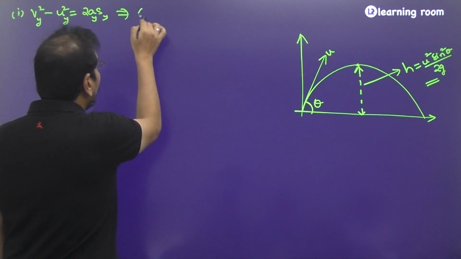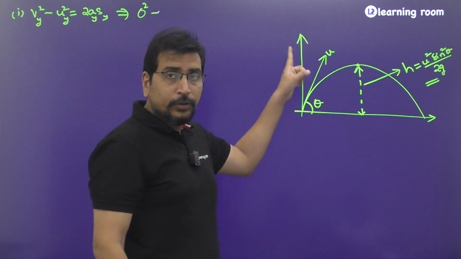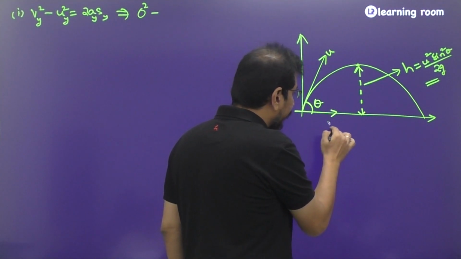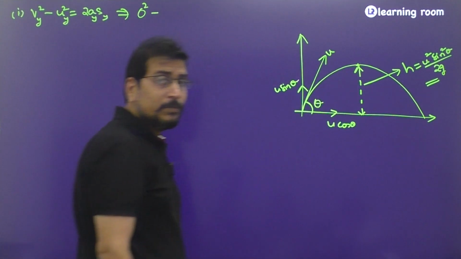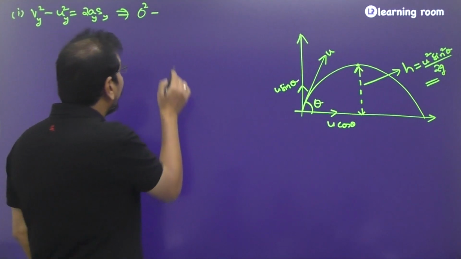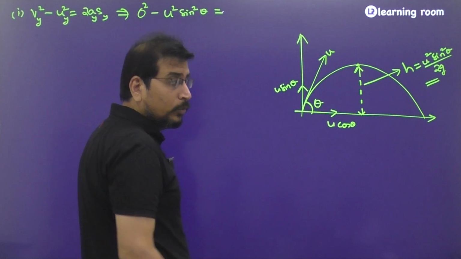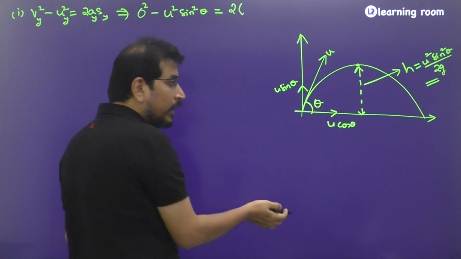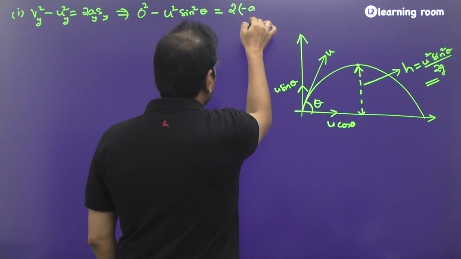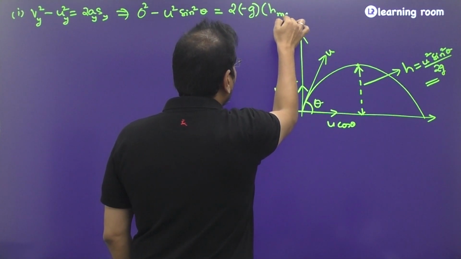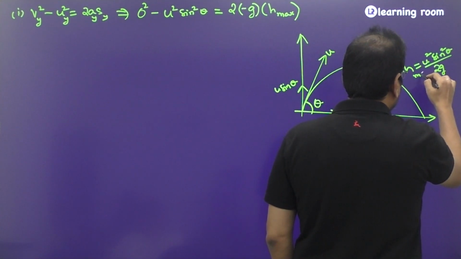So 0 square minus the initial velocity of the object along the y direction. This is u cos theta and this is u sin theta, so the initial velocity along the y direction is u sin theta. So 0 square minus u square sin square theta is equal to 2 into, taking the upward direction as positive, g is in the downward direction, so minus g, into the distance covered by the object, which is h max.